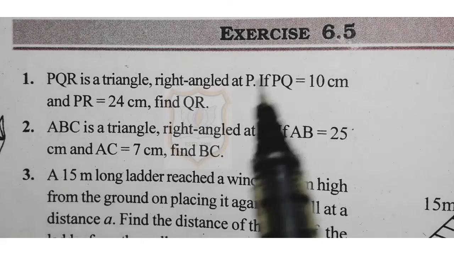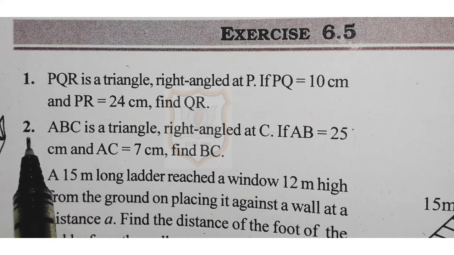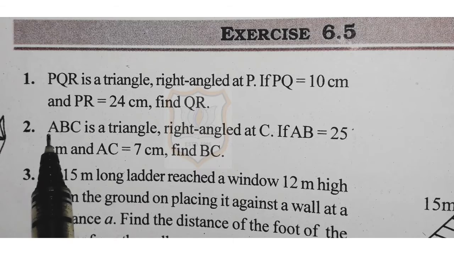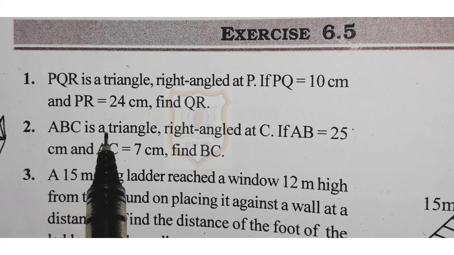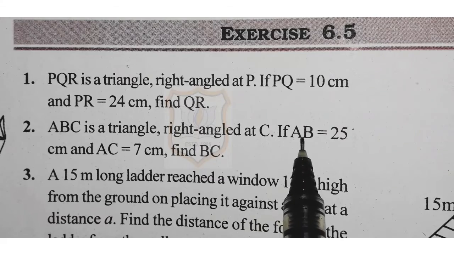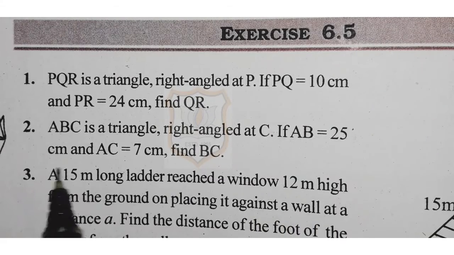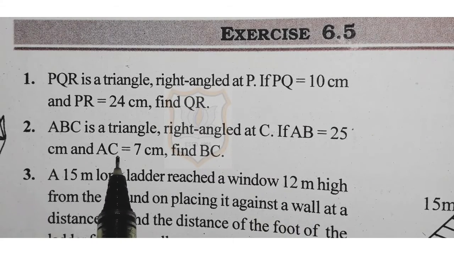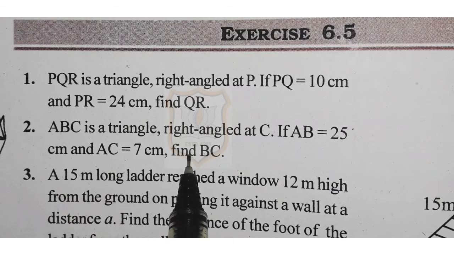Now students, let's solve question number 2 of exercise 6.5, and that is: ABC is a triangle right angled at C. If AB is equal to 25 centimeter and AC is equal to 7 centimeter, find BC.